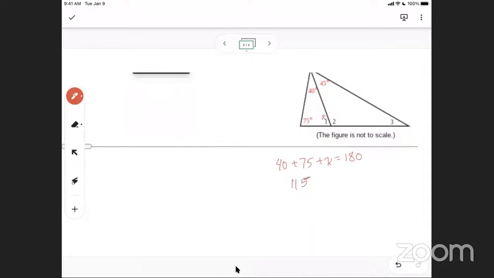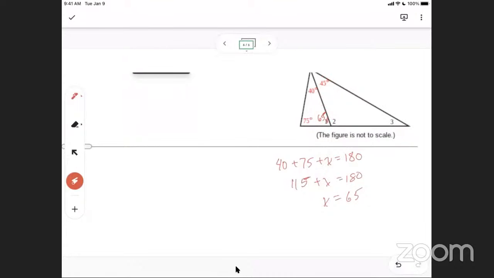So x is 65. Perfect. So if that's 65, now what can I find? You can do 65 plus 45 plus x equals 180. Well, no, you've got to be careful. This and 45 aren't in the same triangle. Do you see that?